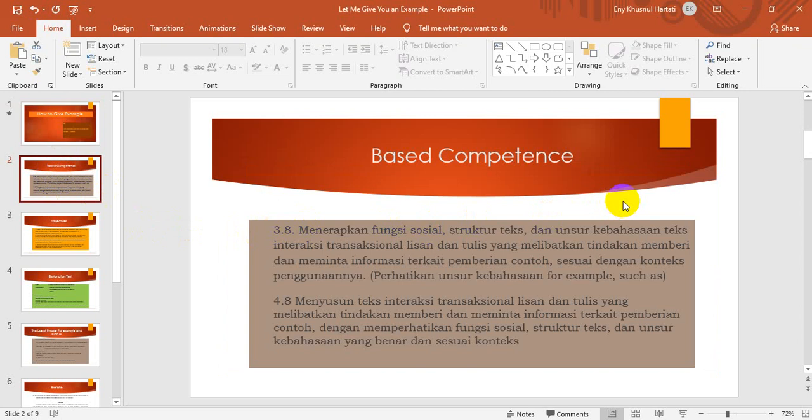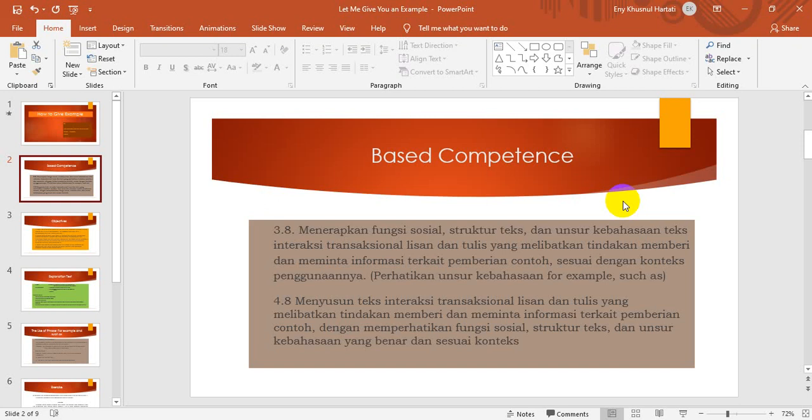Today, the base competence is point 3.8. That's about how to use, for example, or how to give example, such as like example, such as, and any others.